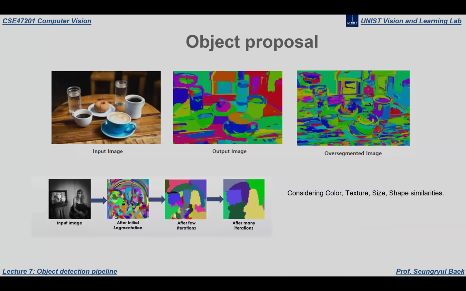Anyways, the way to find this object proposal is by achieving some segmentation. I mean, this is unsupervised segmentation. They obtain this kind of map by clustering pixel-wise features. For example, if we apply the k-means algorithm we have learned on the pixel color values, then we can get this type of clustering map, which we can call a segmentation map.